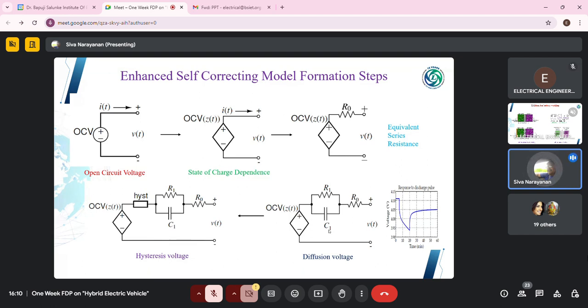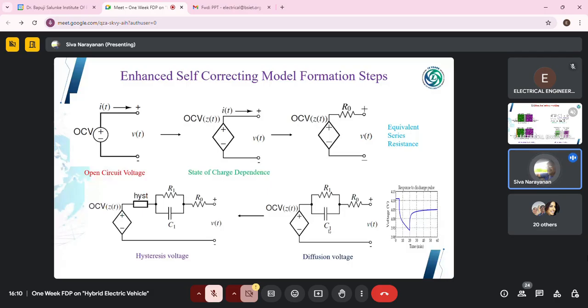So this transient response is modeled by the RC pair. Generally, if you refer to any electrical paper, the number of RC pairs will be 1 or 2. This number of RC pairs depends on the battery chemistry. So when the battery chemistry changes, the number of RC pairs also changes. So it is not specific.